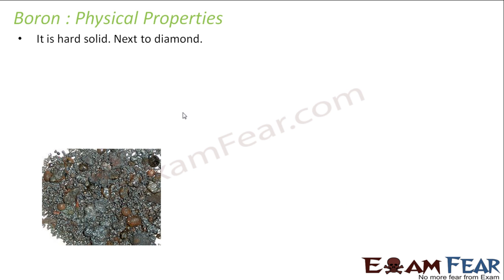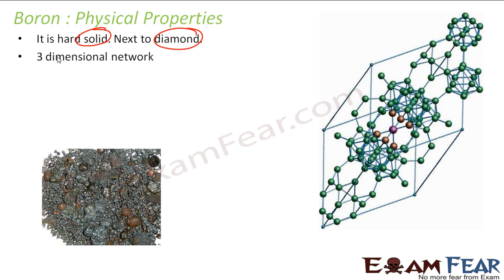It's a very hard solid next to diamond. After diamond, boron is the next hardest solid. And why is it hard? Because it has a 3-dimensional structure, and that's why it is very hard. We talked about this. The boron is hard because of the structure, right?